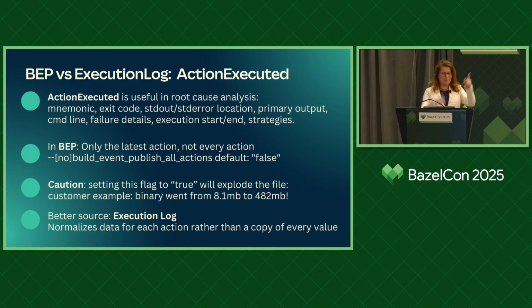So one of our customers, could probably be in the room here, tried this. They adopted Bazel in 2017, so they weren't as familiar with the execution log that was added later. And so when setting that flag to true, they've seen their binary files produced went from 8 megabytes to 480 megabytes for a single invocation, a 60 times increase. So don't do that. Instead, go look in the execution log, which Eloise will tell you more about.